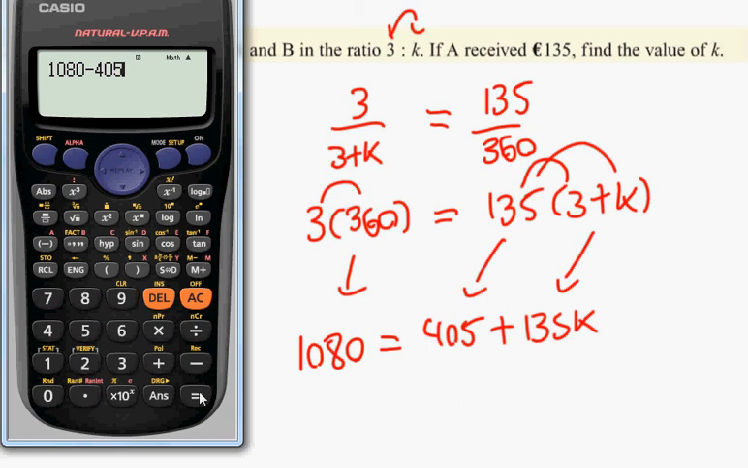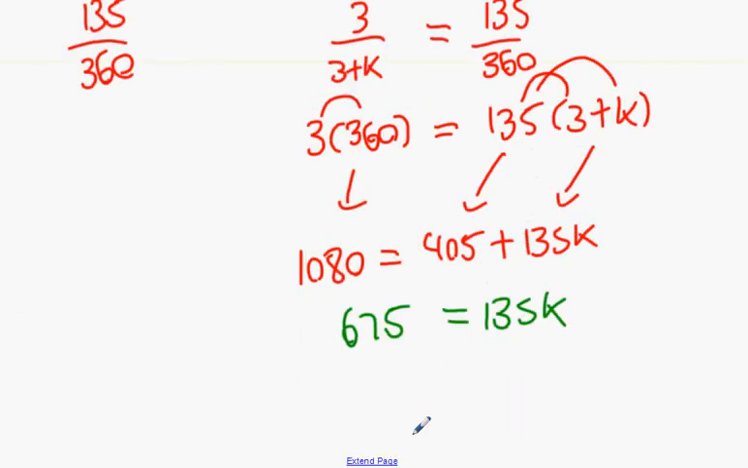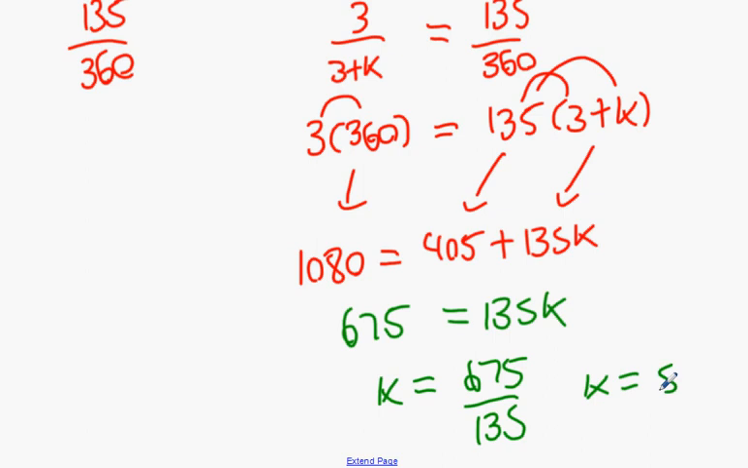Somebody said 675. Well done, a bit late, but good. Now, divided by 135. So 675 divided by 135. So k equals 5. Okay, that's us done.